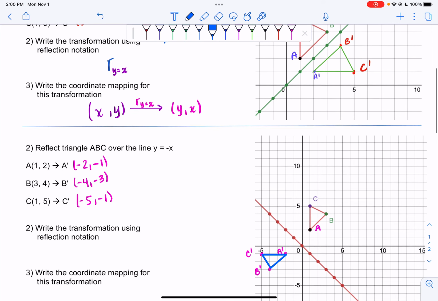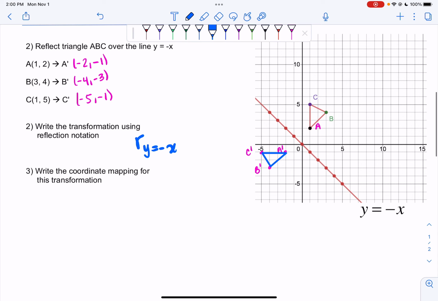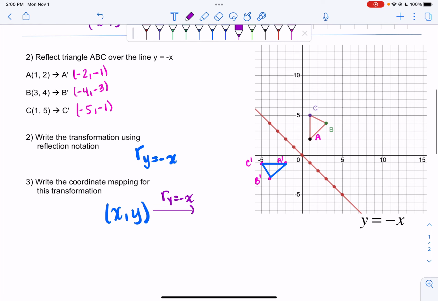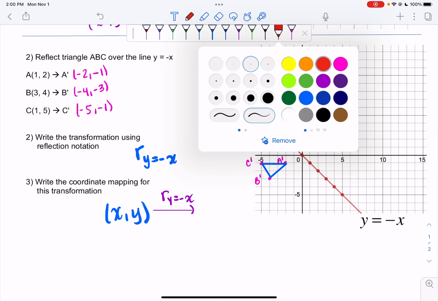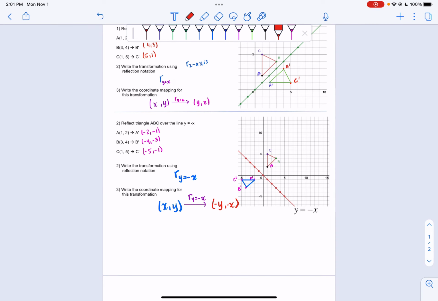Now, just like above, we're going to go over how to write this using reflection notation. We use a lowercase r, but instead of writing y equals x, we're going to write y equals negative x. Our coordinate mapping is very similar to our first one. We start with our ordered pair x comma y. We do a reflection over y equals negative x, and what happens is we switch our x and y values. So we have y comma x, but this time we make them both opposite. So I have a negative y and a negative x.